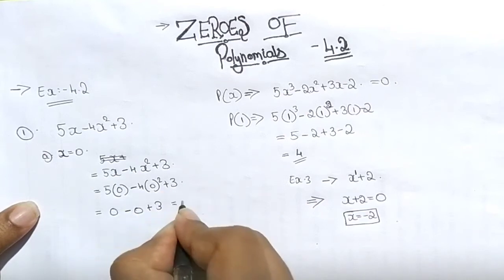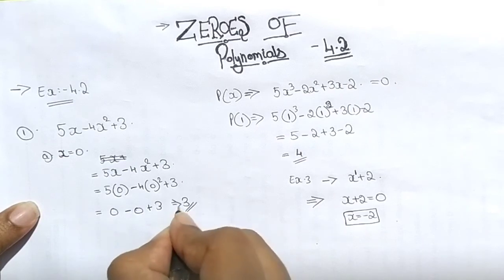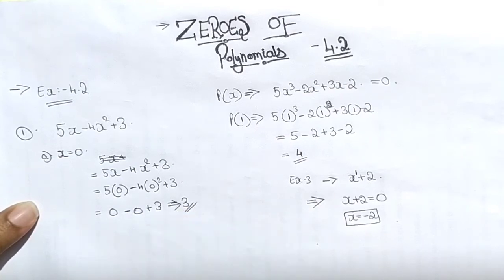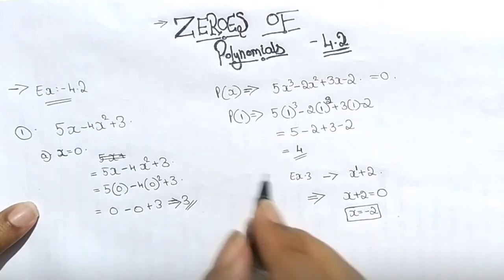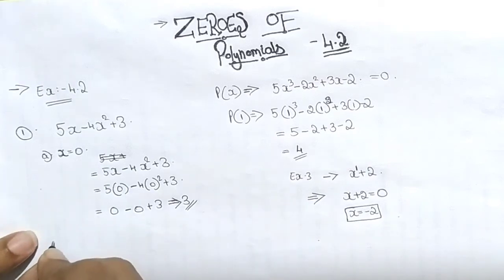This is going to be 3. The answer is going to be 3. So what we got is the value of the polynomial at x equal to 0 is 3. This is the given question, and we found the answer that it is 3.